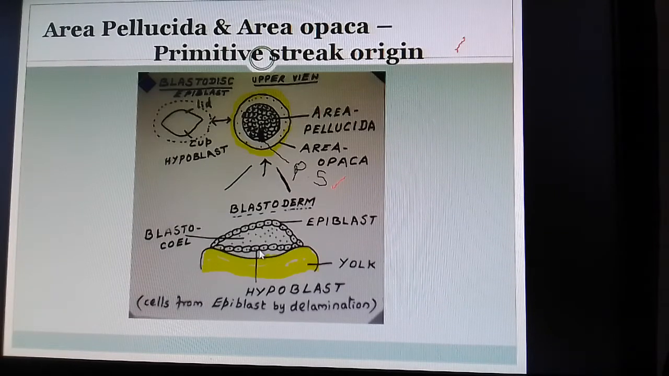Now here this blastoderm will become into a circular structure like this by the condensation of epiblast cells in an area called area pellucida, which forms the inner part of this circle. And then the outer part is made of the marginal cells between the area pellucida and the yolk called area opaca. Here it is said the cells of the epiblast region have significance related to the different events of gastrulation.